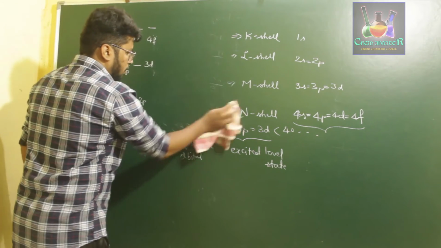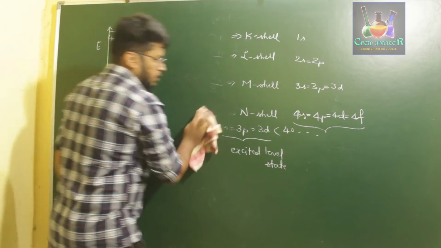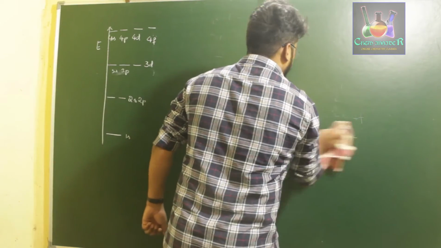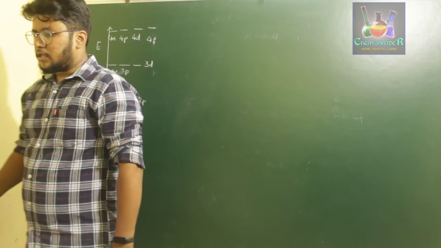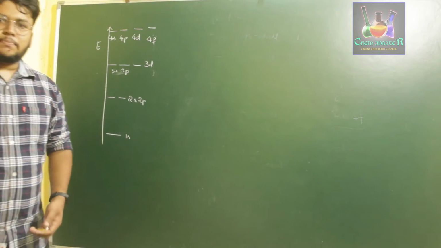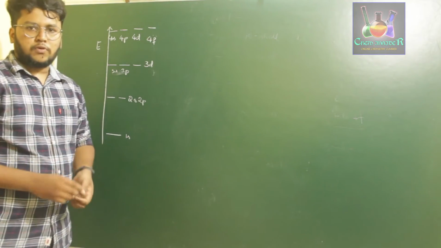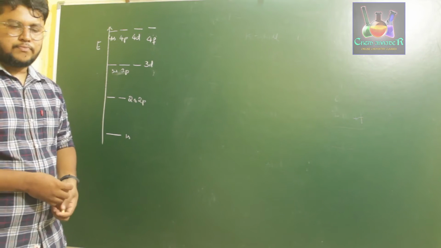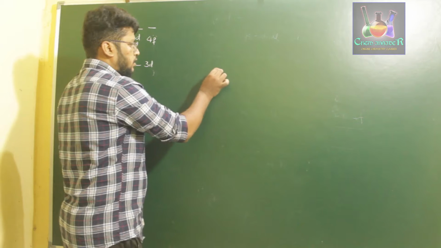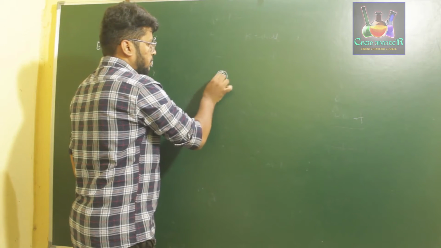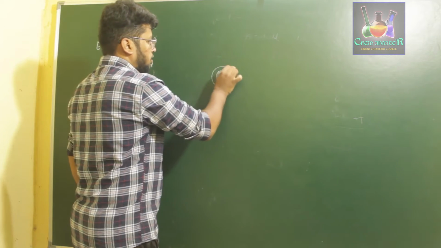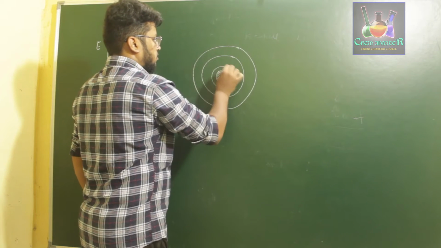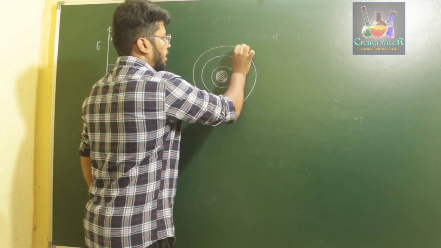Now, if you consider a multi-electron system or multi-electron atom, we are going to consider both the principal quantum number and the azimuthal quantum number. That is because if you increase the number of electrons, so let us say this is the nucleus of our atom and we have multiple shells present here like this. So this is the K shell, this is L and M.